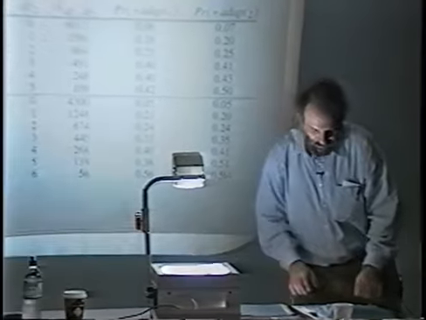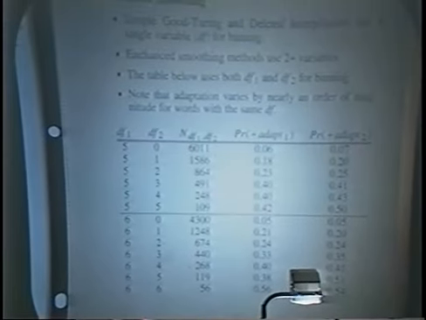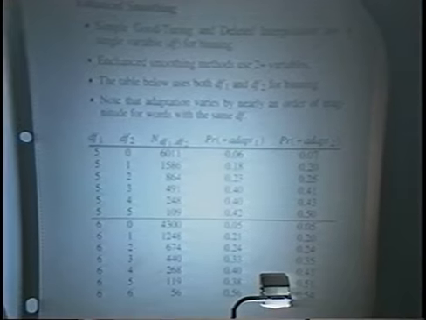Now, in previous work with Bill Gale, we talked about enhanced smoothing methods. And in that context, what we were talking about is the standard methods of smoothing bin by a single variable, like frequency or DF. And in an enhanced method, I bin by 2 or more variables. In that work, we used the joint frequency of a bigram and the marginal probabilities of the bigram, and found that the 2 variables gave us some leverage. Here, I'll use df sub 1 and df sub 2 for binning.